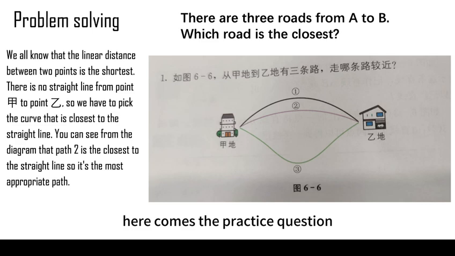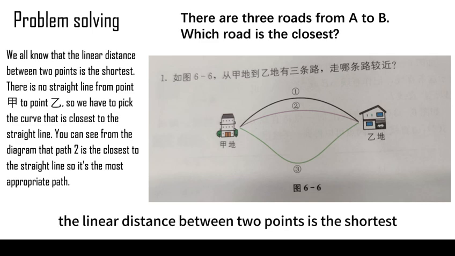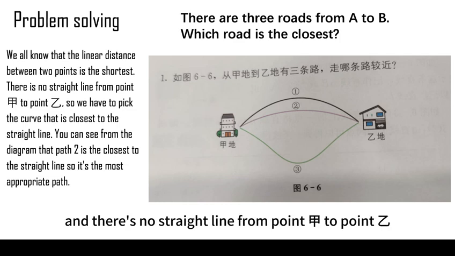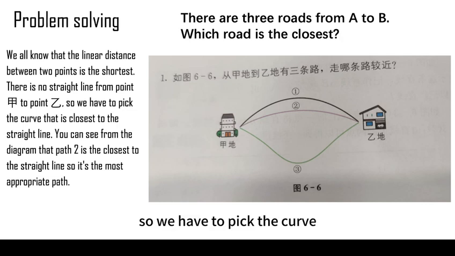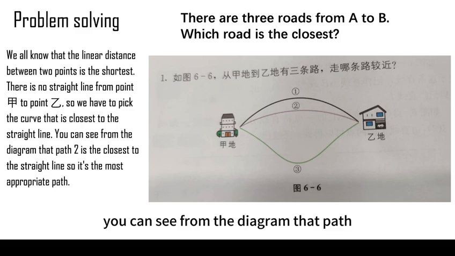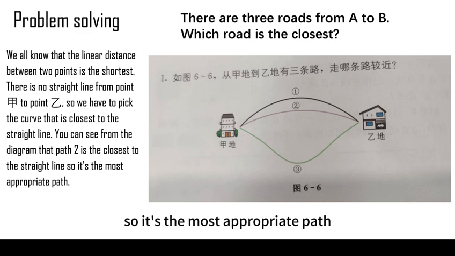Here comes the practice question. We all know that the linear distance between two points is the shortest. And there's no straight line from point 甲 to point 乙. So we have to pick the curve that is closest to the straight line. You can see from the diagram that path 2 is the closest to the straight line, so it's the most appropriate path.